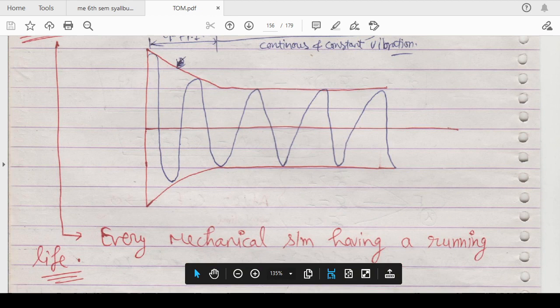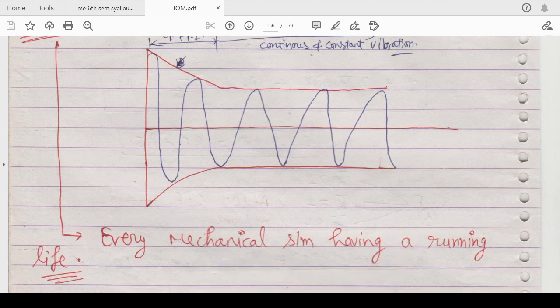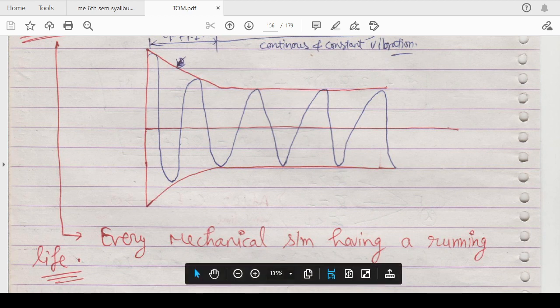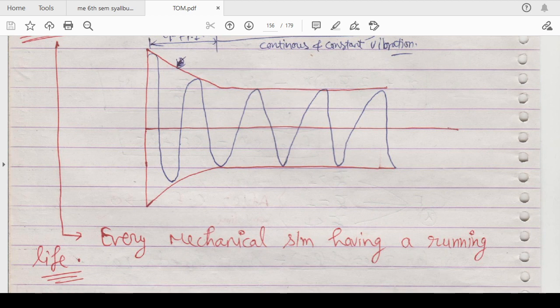Every mechanical system has a running life. Because of this, every kind of mechanical system, either rotating, non-rotating or reciprocating, has some kind of mechanical life. So in this way I'm stopping here. I will continue with the same thing in the upcoming sessions, on the topic of forced vibration.